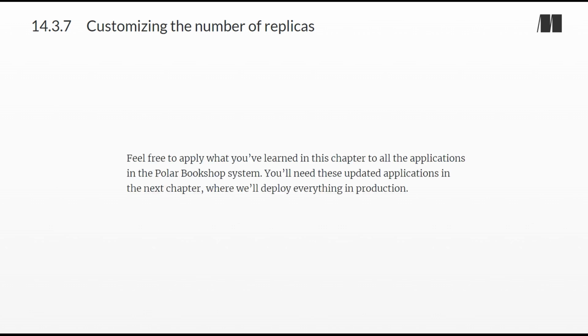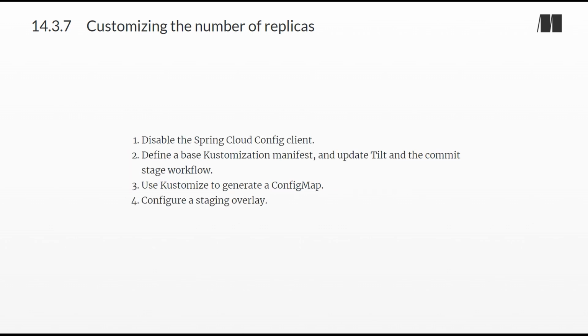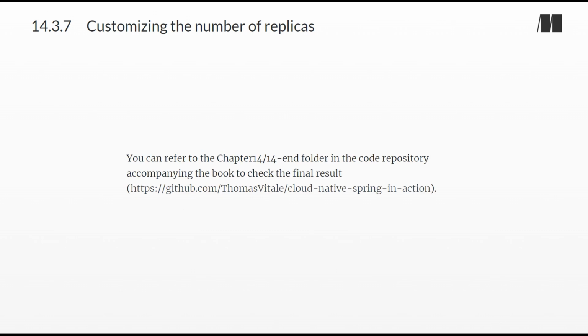Polar Labs. Feel free to apply what you've learned in this chapter to all the applications in the Polar Bookshop system. You'll need these updated applications in the next chapter, where we'll deploy everything in production. 1. Disable the Spring Cloud Config client. 2. Define a base kustomization manifest and update Tilt and the commit stage workflow. 3. Use Kustomize to generate a config map. 4. Configure a staging overlay. You can refer to the Chapter14/14-end folder in the code repository accompanying the book to check the final result.